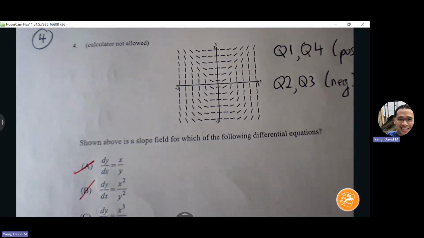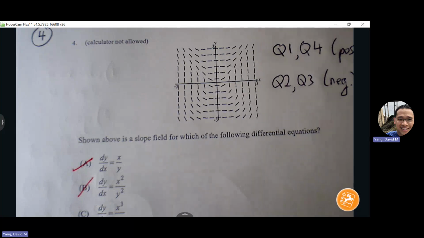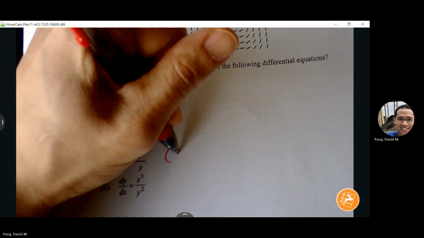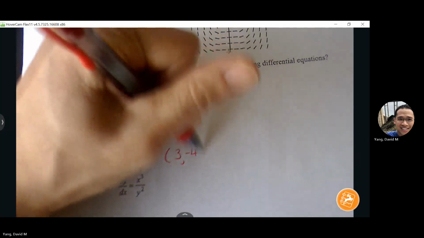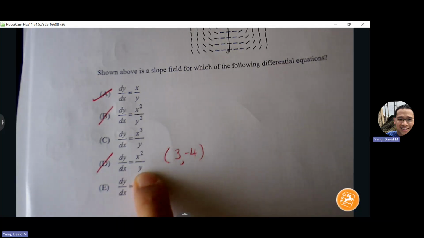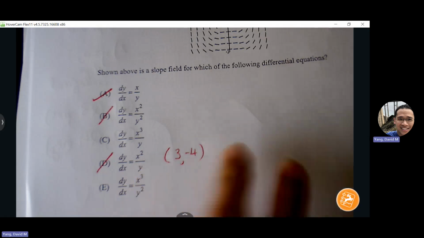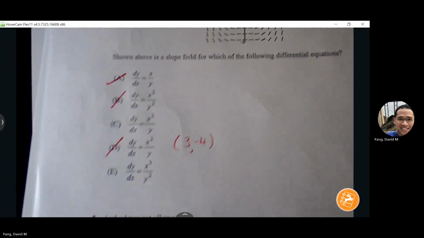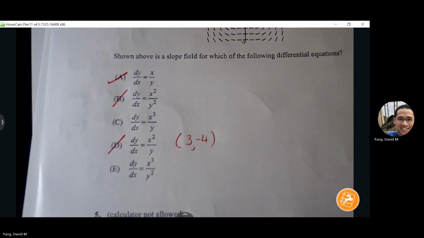D is out because if I were to insert an ordered pair, if I were to insert 3, -4 in the fourth quadrant, I should be getting a positive number, but this is giving me a negative number. So this doesn't fit. In this fourth quadrant, I see positive slopes. Okay, we're down to C and E.